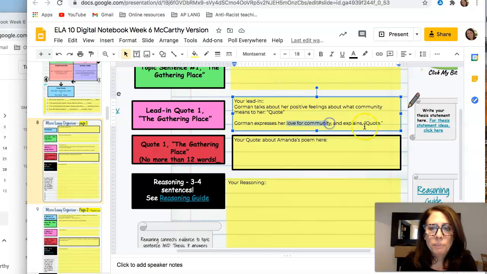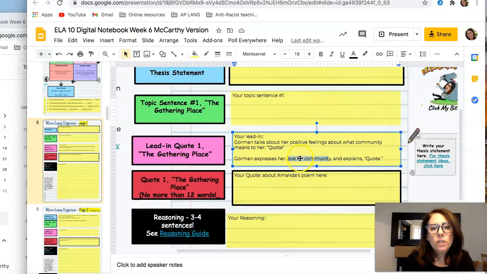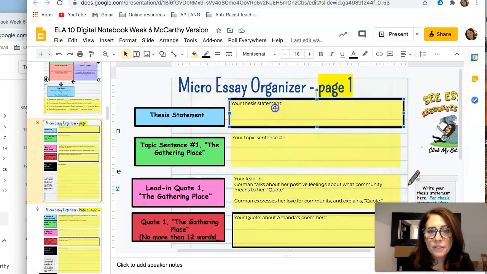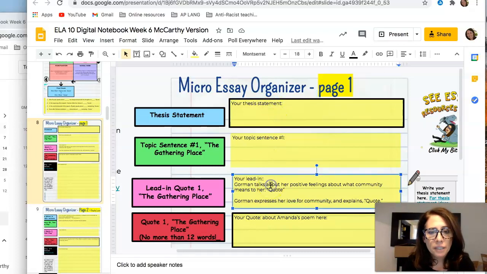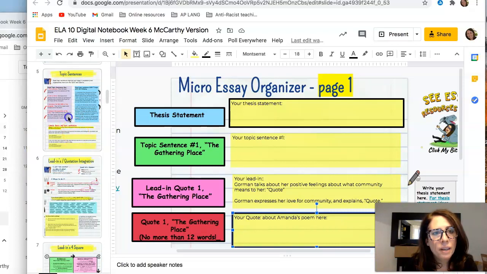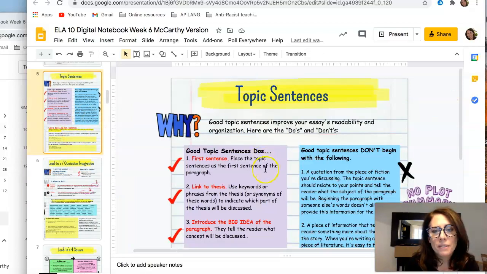that's more information. Okay, so what you should have done by the end of Asynchronous Wednesday, and that I want to see on Thursday: your thesis statement, your lead-in, your quote for page 8 for Amanda Gorman, and then for page 9. And then I want you to read this page on topic sentences. That is where we're going next. So that will be my next video, on topic sentences and reasoning. And I will see you soon.